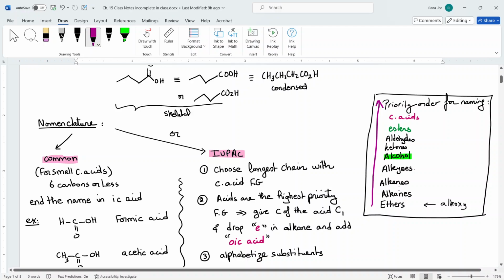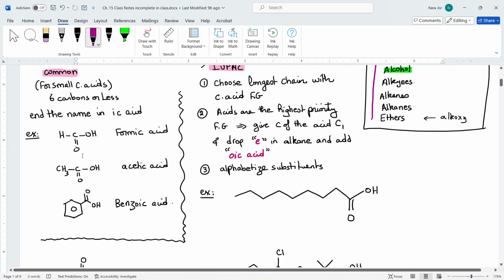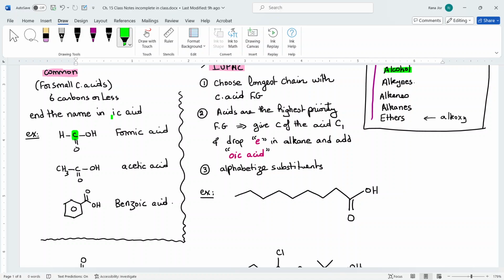Now, how do we name carboxylic acids? As usual, we have 2 ways to name them, common and IUPAC. Common is just restricted to small carboxylic acids. If we have less than 6 carbons, then we can use common. Guys, for us, there are only 3 common names for 3 carboxylic acids that I want you to know. The first one is the chain of 1 carbon. This one is called formic acid. Form is what we use to represent 1 carbon.